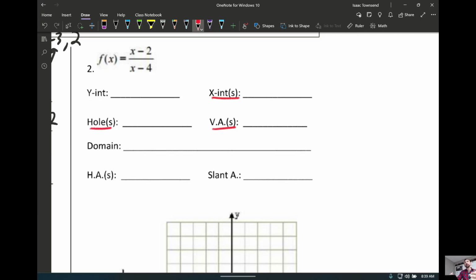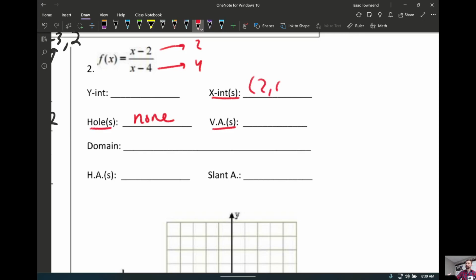Usually that means you have to factor the numerator and factor the denominator, but not always. Sometimes it's going to be easier than that. I can quickly see numerator equals 0 at 2 only, and denominator equals 0 at 4 only. So there's no number that makes the numerator and denominator 0, which is how you get a hole.